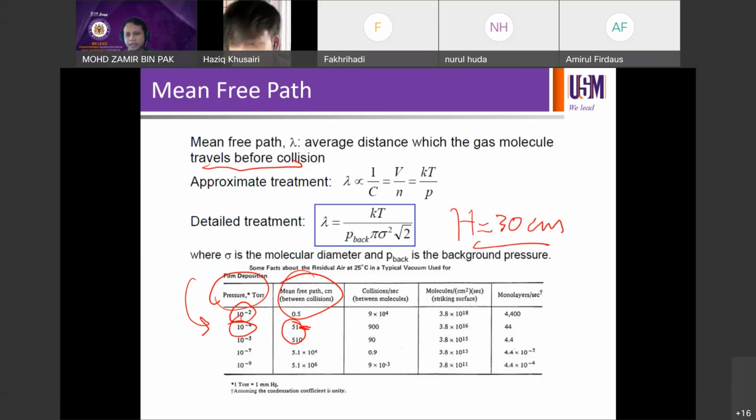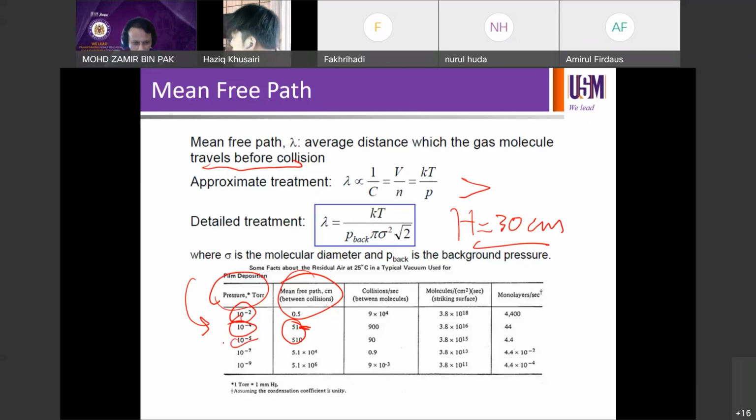Yes. You get deposition, right? Because your MFP is more than, okay? Because it's 51 cm, which is more than 30 cm. So you have like 21 centimeter extra lah for it to travel. Okay, sebenarnya, tapi dia dah sampai pun, okay? So that means you need to have at least 10 to the power -4 vacuum level in order to ensure successful arrival of the atoms to the substrate.